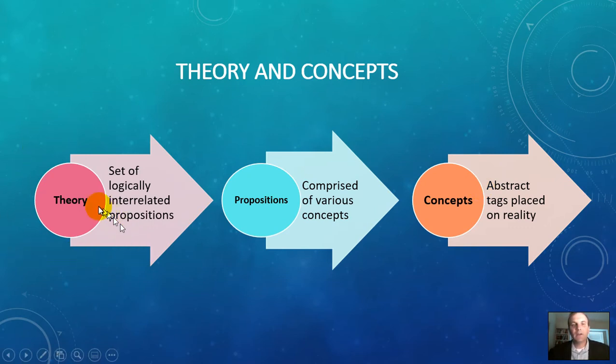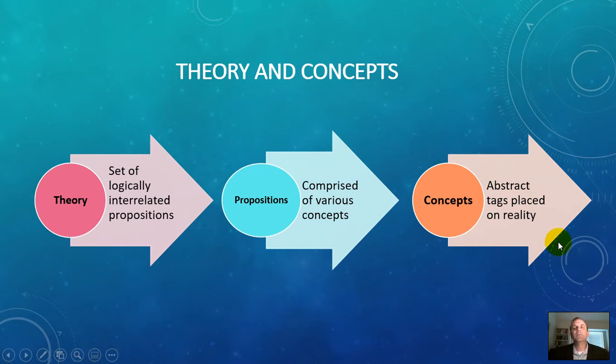So this is what a theory is. Really, breaking down a theory for itself. It's a set of logically interrelated propositions. Propositions themselves are comprised of concepts, and concepts are abstract tags placed on reality.